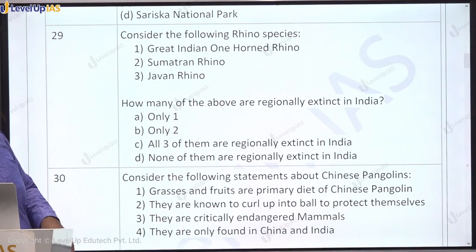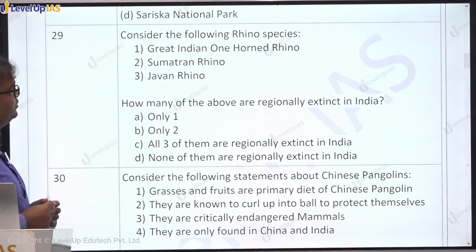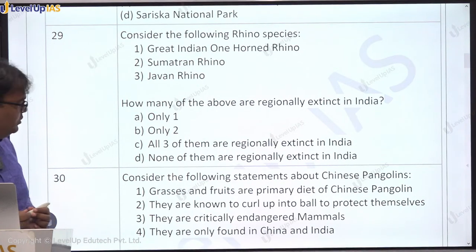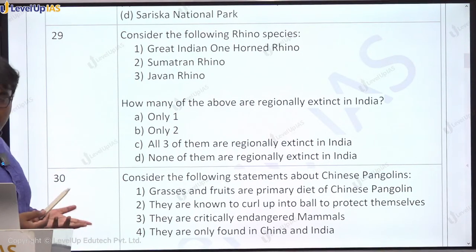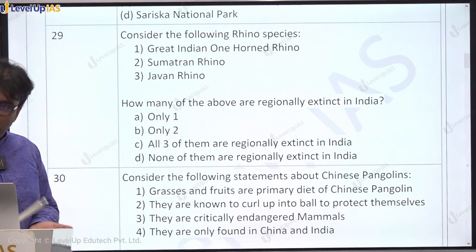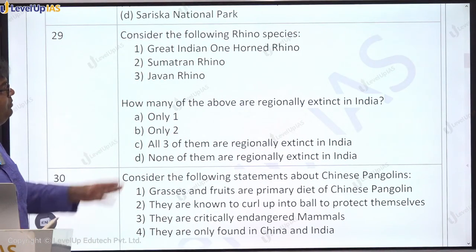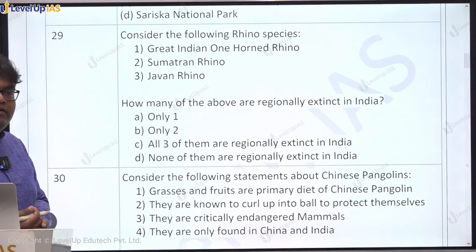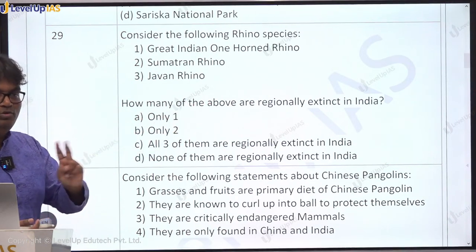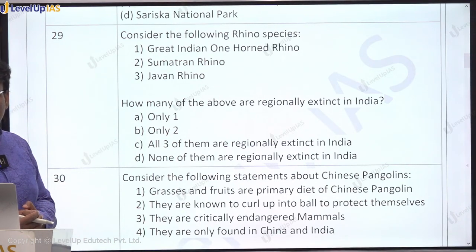Who's going to answer? You're going to answer, Umesh. None of them are regional. Sumatran, Javan rhino hai kya India mein? Nahi, they're extinct in India. Their population is very limited. Only great Indian one-horned rhino is not extinct. Baki Sumatran rhino, Javan rhino are regionally extinct. So how many of the above are regionally extinct? Do. B. Two of them are regionally extinct. B. Right? What happened? Revise nahi kiya hai? Exam aane wala hai. Dekho, revise. This is what you have to do.